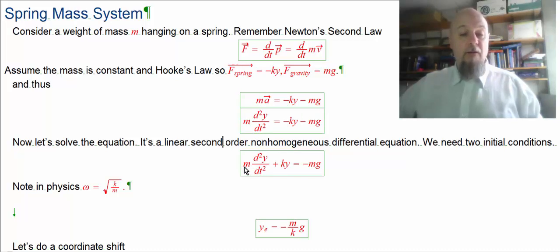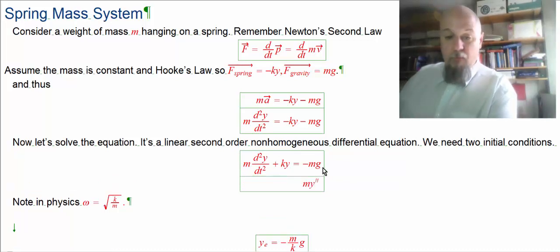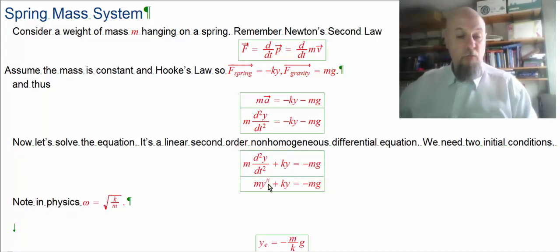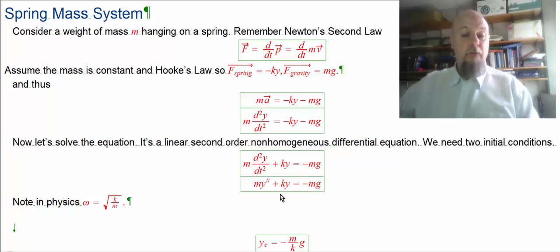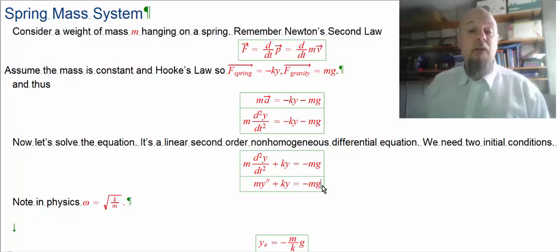If I bring this over, it's linear second order. I can write this in the more familiar form: m y'' plus k y is equal to minus mg, which is a constant. So let's look at this. It's a linear second order constant coefficient non-homogeneous differential equation. We can totally solve this.